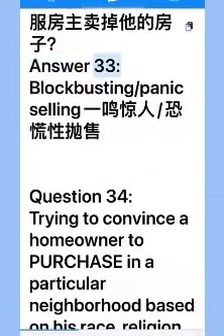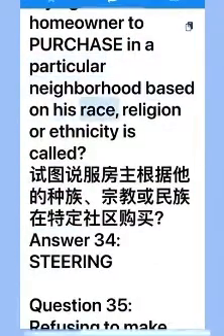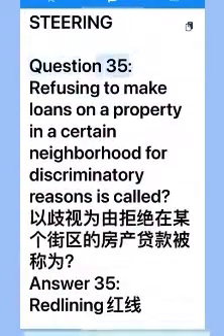Answer 33. Blockbusting, panic selling. Question 34. Trying to convince a homeowner to purchase in a particular neighborhood based on his race, religion or ethnicity is called? Answer 34. Steering. Question 35. Refusing to make loans on a property in a certain neighborhood for discriminatory reasons is called?